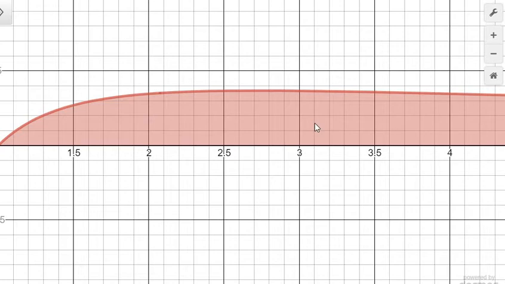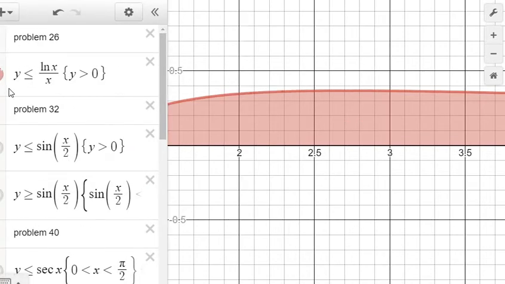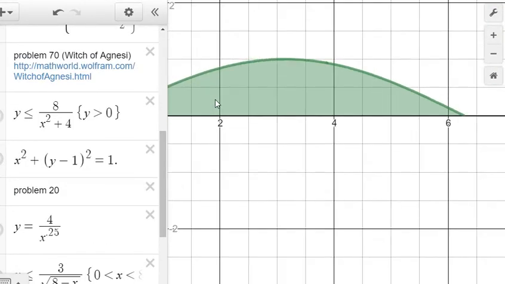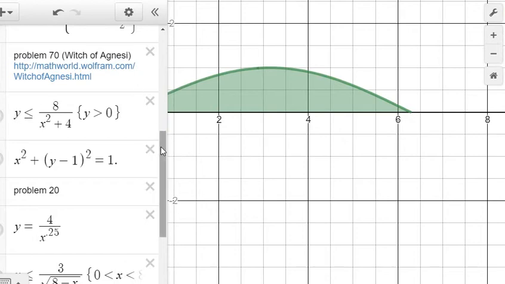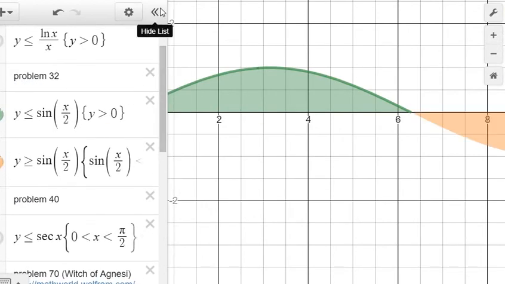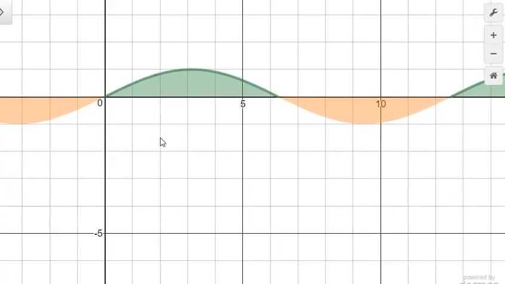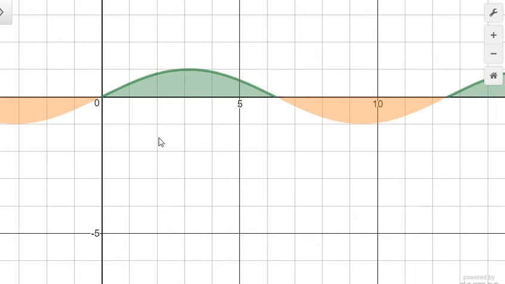Okay, let's try some more here. Let's try problem number 32. Since I've got this open, let me see if I can pull up 32. It's right here. I've got to zoom out a little bit. Yeah, it's here. So in 32, you've got a sine function, sine of x over 2, between 0 and infinity.